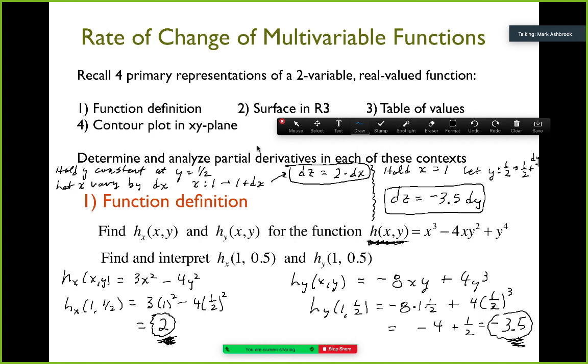Okay, so let's transition now to the surface in R3. We want to look at the same situation. I've got h graphed in my software. We're going to look at this point (1, 1/2), and we'll see how these partial derivatives show up visually with a surface in R3. So can I erase this? Any last chance for questions?